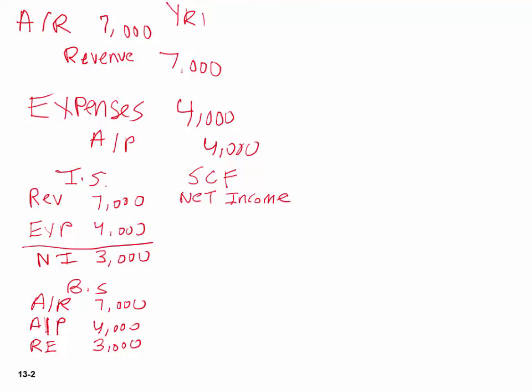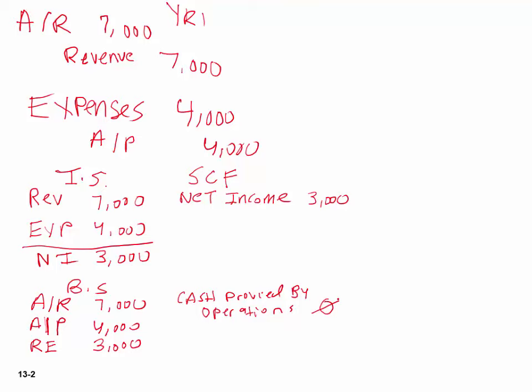Net income is how much here? 3,000 on my statement of cash flows. And then I'm going to reconcile to, and let's start with cash provided by operations. I simply ask you, has there been any cash provided? No cash has been provided, so I can just sort of eyeball the answer right here is what?